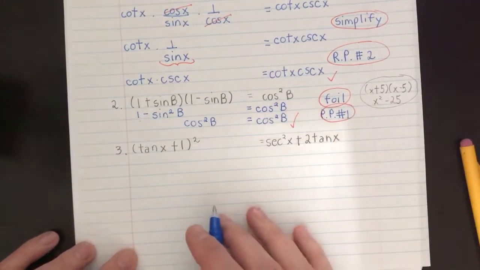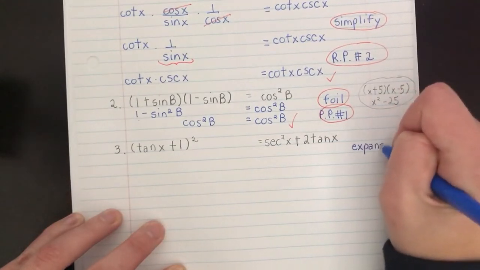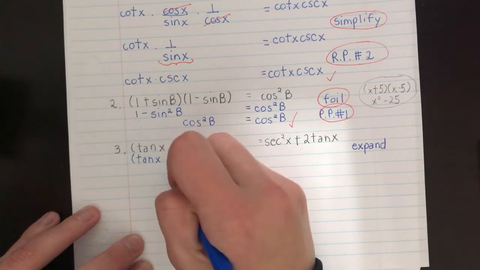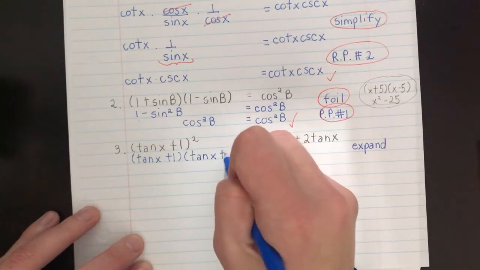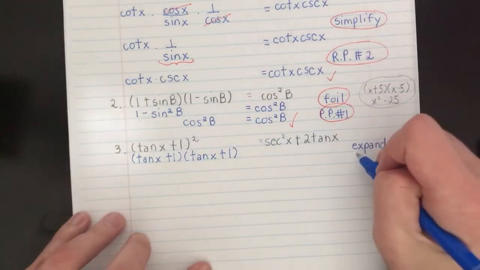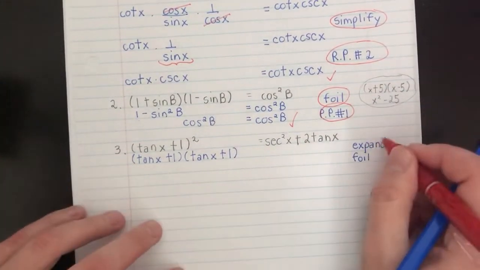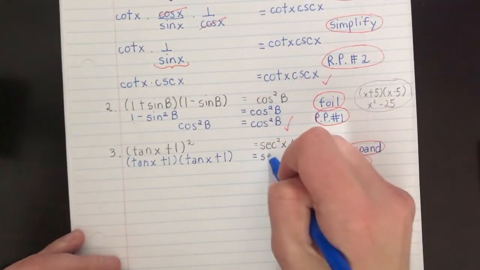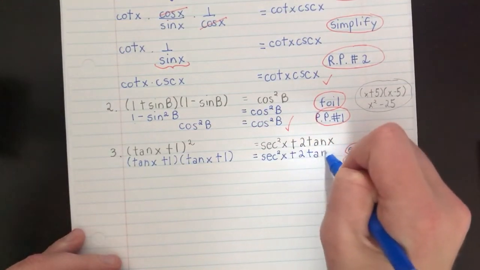Okay, so of course you're first going to expand, because this means tan x plus 1 times tan x plus 1. Then you're going to FOIL, so expand first, FOIL second. I'm getting carried away because I love this stuff so much, so I'm forgetting to drag down my right side.